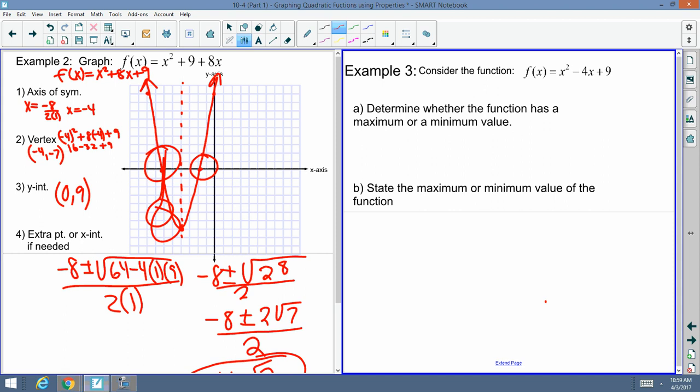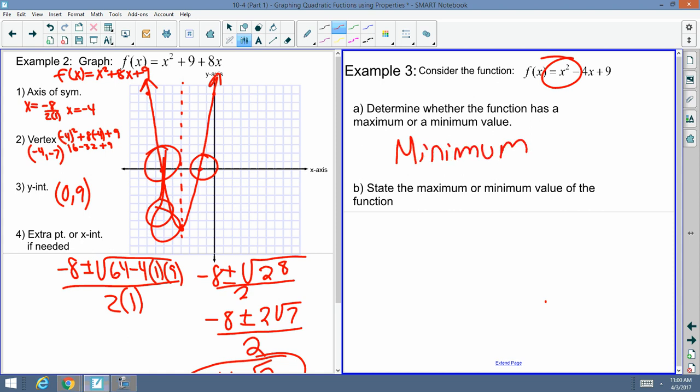And last but not least, this is pretty simple. You can figure this out. It says here, determine whether the function has a max or a min. By looking at this, guys, you're going to have a max or a min. A max because it's positive. No, a min. The a is positive, guys, so it's going to have a minimum.